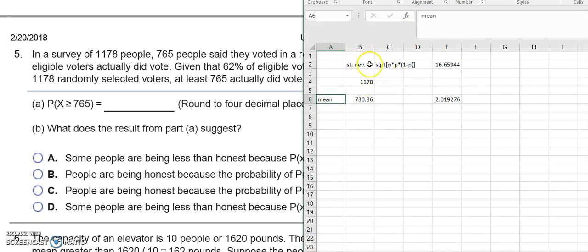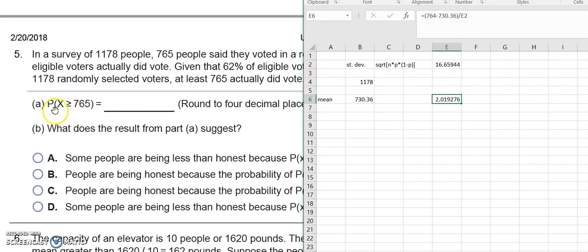And then the standard deviation can be calculated as follows: the square root of n times p times 1 minus p, which makes this. This is your n. Your p is 62%, so 0.62, and your 1 minus p is 0.38. So this is the standard deviation. And then here, this is your z-score for 765.